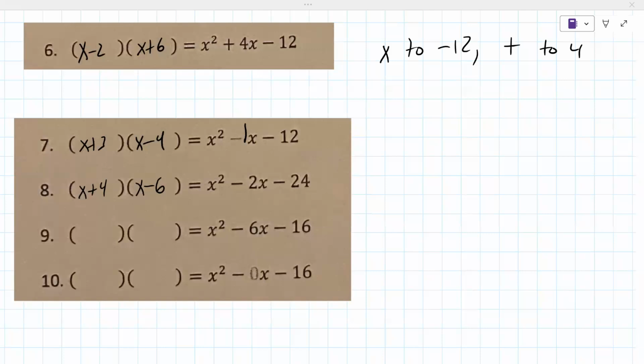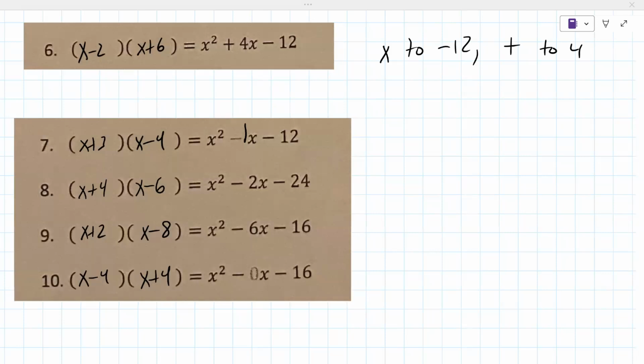x plus 2 and x minus 8 for number 9. Okay, very good. And then, so if it's 0x, x minus 4 and x plus 4. Yes, very good. So the last one there transitions to what's called difference of squares, which has a certain formula for 11 and 12.